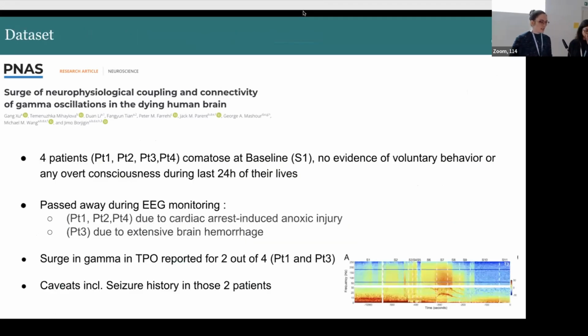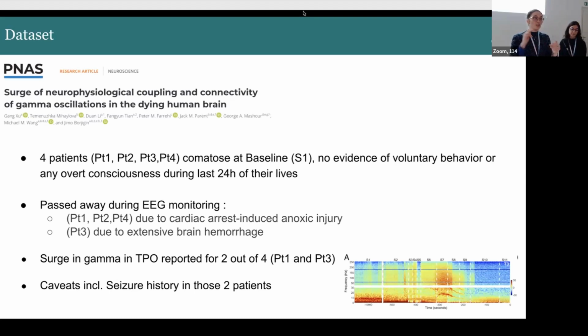Just a little bit more detail on the data set. As I said, all 4 of the patients were comatose at baseline, so there was no evidence of voluntary behavior or overt consciousness in the last 24 hours before the removal of their life support. They passed away during EEG monitoring. These surges in gamma were reported specifically for the TPO junction, which has generated a lot of interest for consciousness science. Again, this is for 2 of the 4 patients.